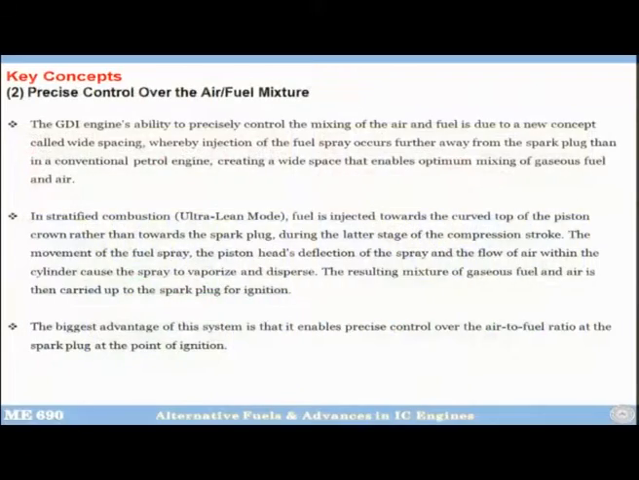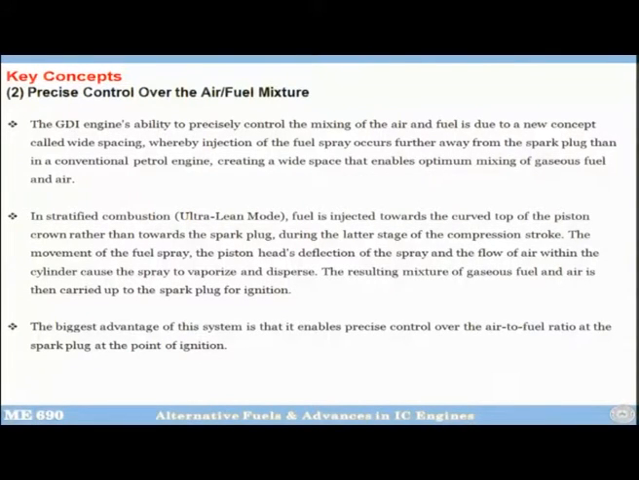Clear? So now let us move on to the second key concept, which is precise control over the air-fuel mixture. How do we control the air-fuel mixture very precisely in a GDI engine? The GDI engine's ability to precisely control the mixing of the air and fuel is due to a new concept called wide spacing, whereby the injection of fuel spray occurs further away from the spark plug than in a conventional petrol engine. So you see, in a conventional petrol engine, you have a spark plug here and the fuel spray happens in the port. So the distance between these two is not much.